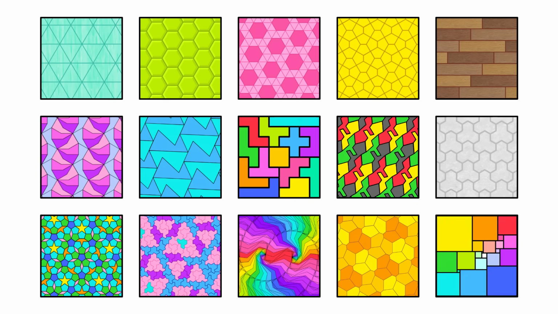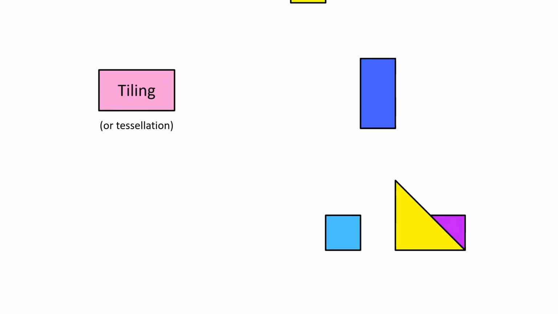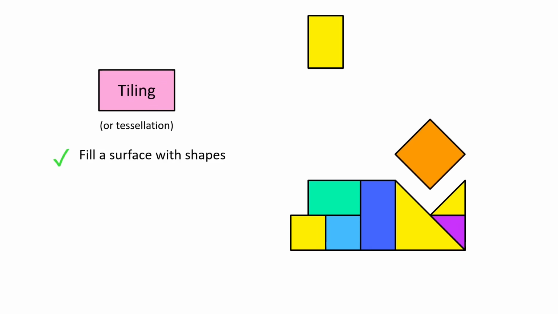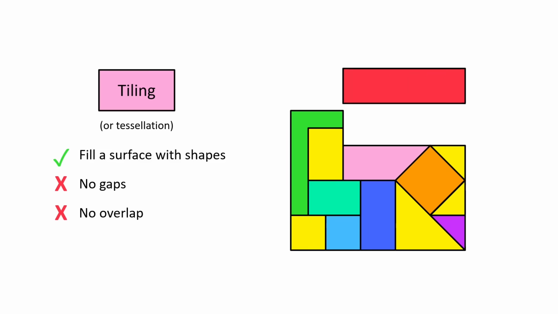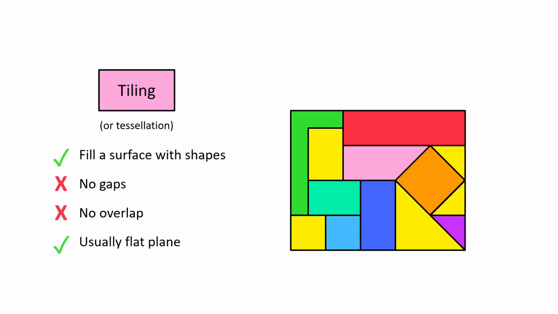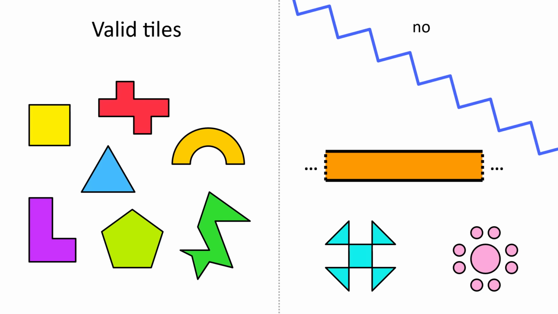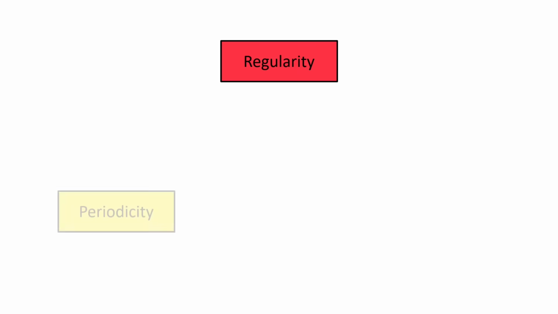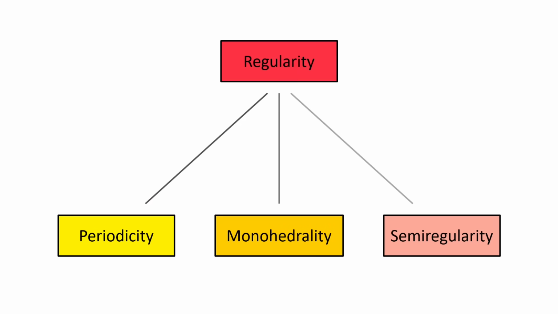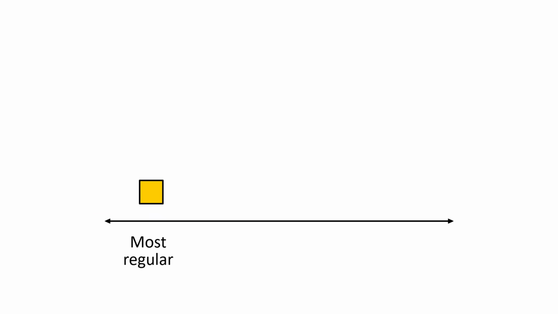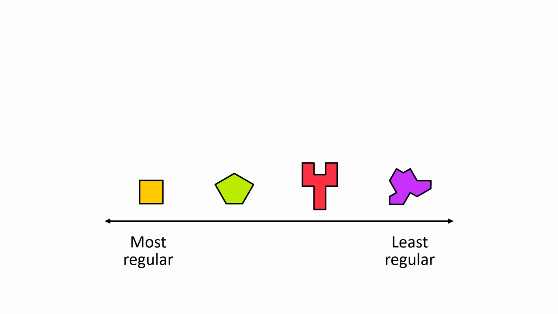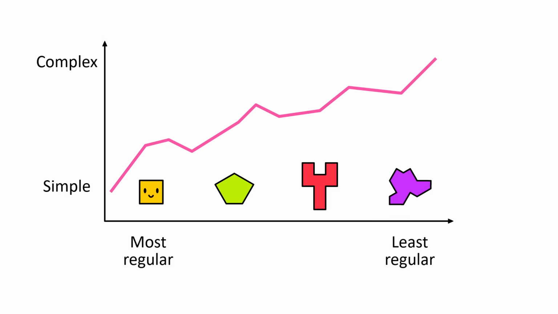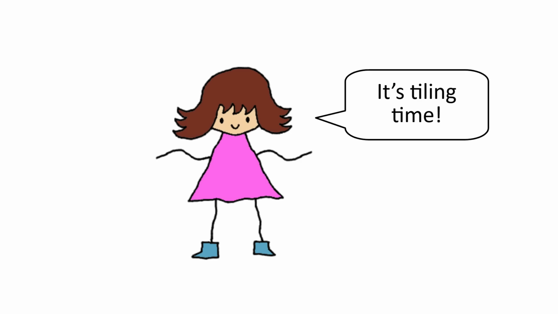A tiling, also known as a tessellation, is simply a way to cover a two-dimensional surface with shapes without any gaps and without overlapping. For the purposes of this video, that surface will be the flat plane, and tiles must have a finite continuous interior. Having a repeated pattern is not a requirement, but most tilings do have some amount of regularity. This regularity can come in several forms, and this is key to how we categorize tilings. In this video, we will go from most to least regular, which also corresponds with simplest to most complex. With that out of the way, let's get into some tilings.